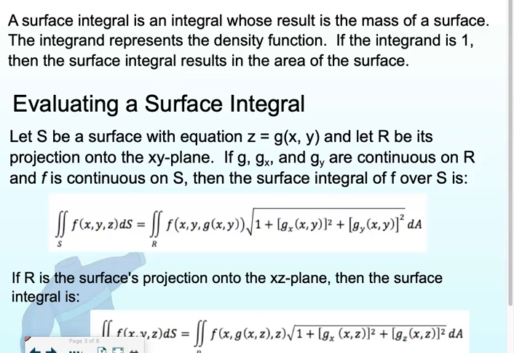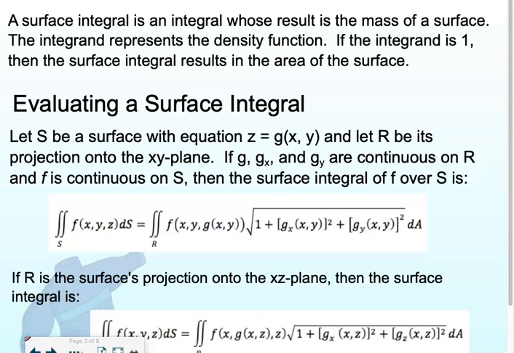By the way, if there is no integrand here, if it's just 1, then the double integral actually gives you the area of the surface. So this would be density. Basically, if the density is just 1, you're just getting a surface area.